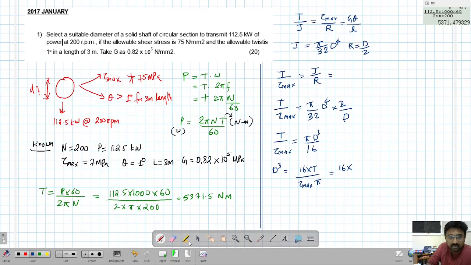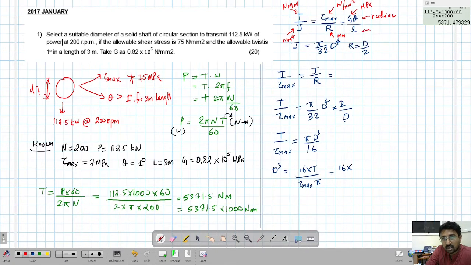So this Newton meter you have to convert to Newton millimeter. So 5371.5 into 1000 Newton millimeter. In this formula, T should be in Newton millimeter, J should be in millimeter raised to 4, tau should be in Newton per mm square, r should be in millimeter, G should be in MPa or Newton per mm square, theta should be in radians, and L should be in millimeter. So all these units should be kept in mind.